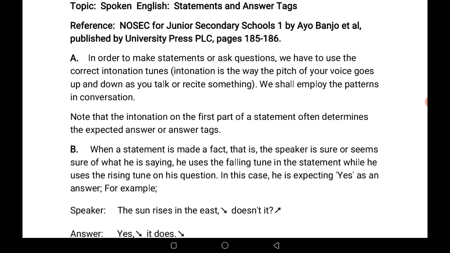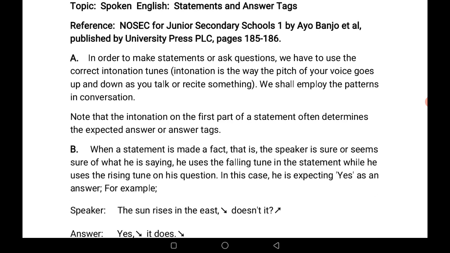Now let's look at this. When the speaker is sure of what he's saying, or he has made a statement of fact, he uses the falling tone in the statement, while he uses the rising tone on his question. That is, when you make a statement of fact, you have the falling tone in the statement and the rising tone in the question. In this case, it's expecting yes as an answer.